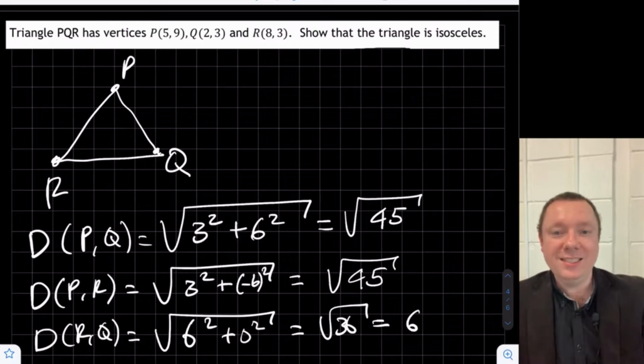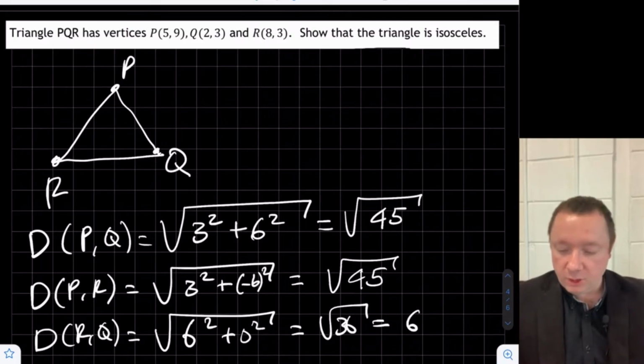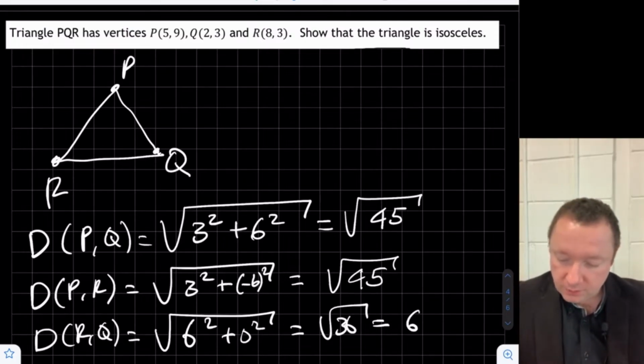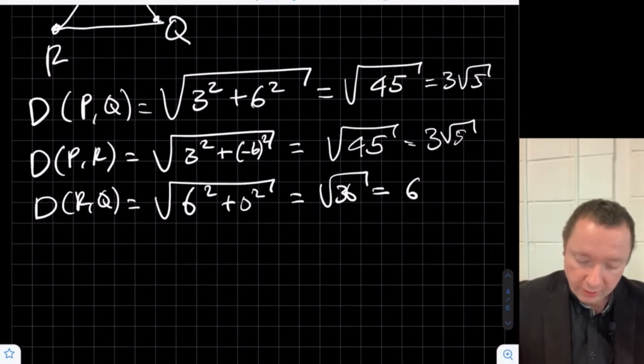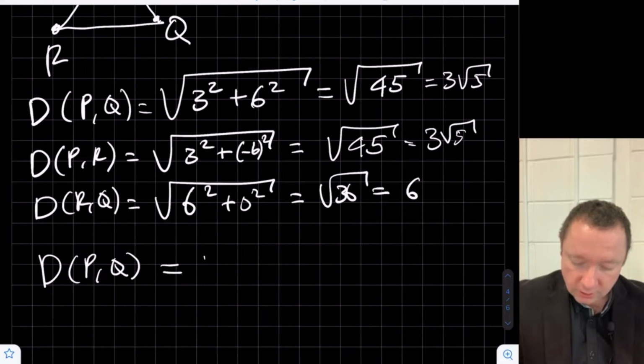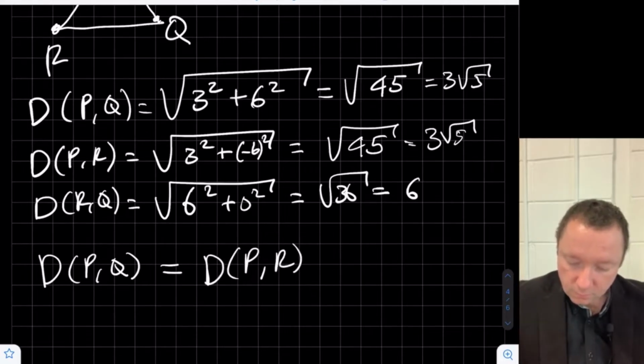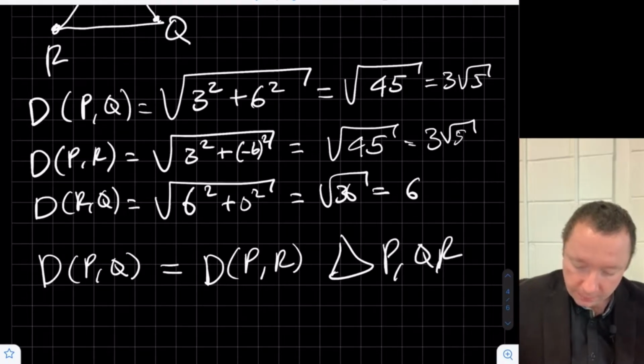I've not even checked if I can simplify the surd, root 45. Let me just double check that. 9 times 5 gives 3 root 5. And that is also then 3 root 5 if you are simplifying them. But the key point is, since the distance from P to Q equals the distance from P to R, triangle PQR is isosceles.